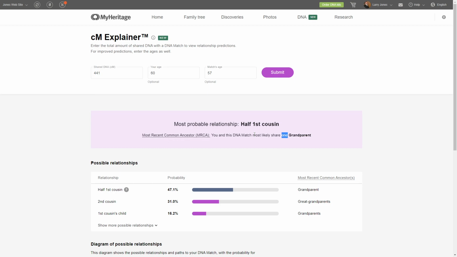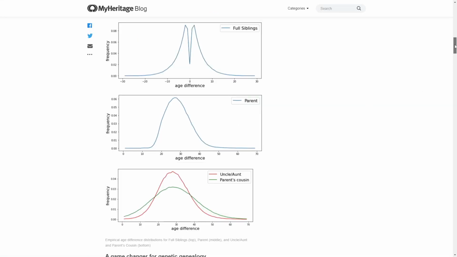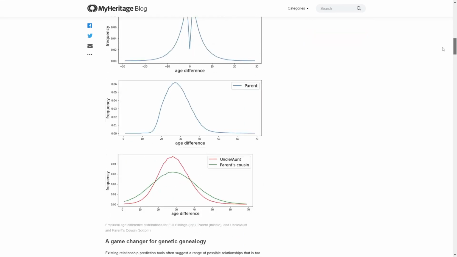The CM Explainer, the absolute best genealogical tool out there. I want to put this in perspective, folks. It talks about in here that it's an industry leading tool for predicting, okay? And I told you that was really an understatement, because what do the other tools do? What are the other tools?